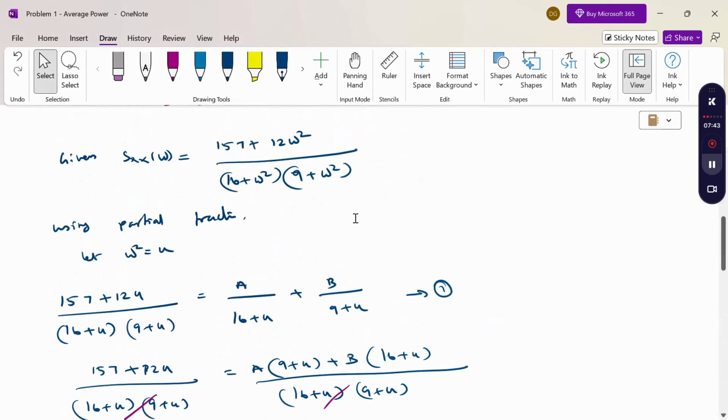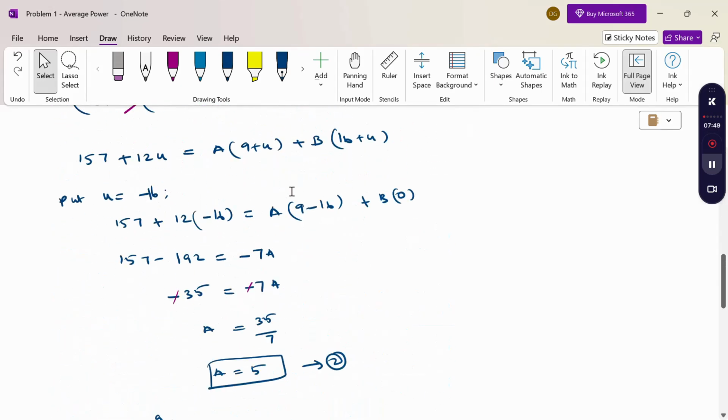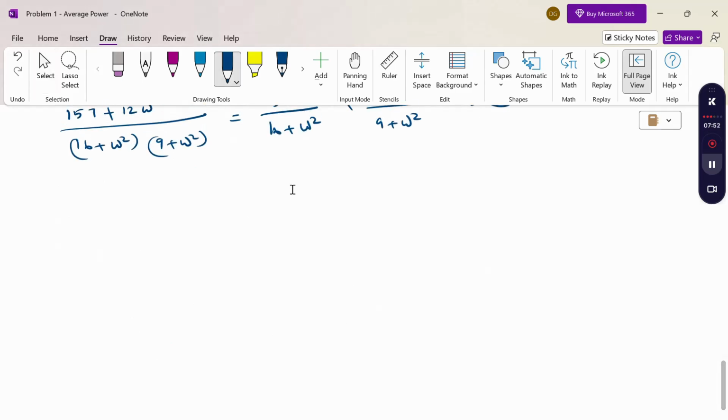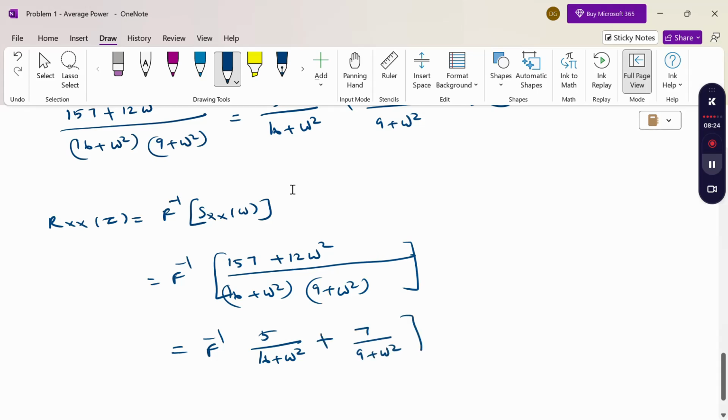But what is the question? Find the autocorrelation function, the Fourier transform of the power spectral density. Therefore, the autocorrelation function is nothing but the Fourier inverse transform of Sx of omega. Now substitute the Fourier inverse of (157 + 12 omega square) / ((16 + omega square)(9 + omega square)). This value is nothing but 5/(16 + omega square) plus 7/(9 + omega square).